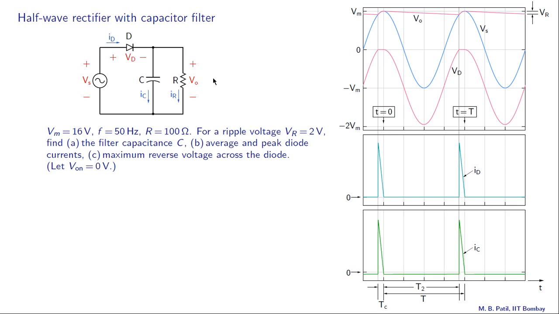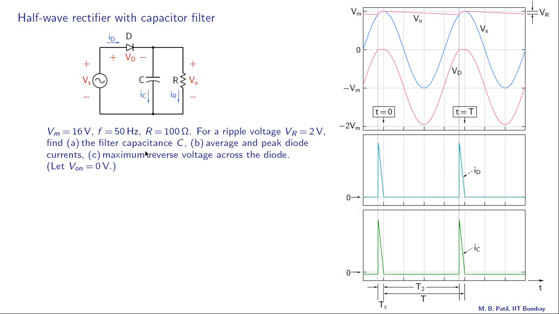Okay, so let's look at this example, half wave rectifier with capacitor filter. We are given Vm to be 16 volts, frequency 50 Hertz. Of course, about this we don't have too much choice because that's the same as the mains frequency. R, the load resistor, is 100 ohms, and for a ripple voltage of 2 volts, we want to find the filter capacitance.